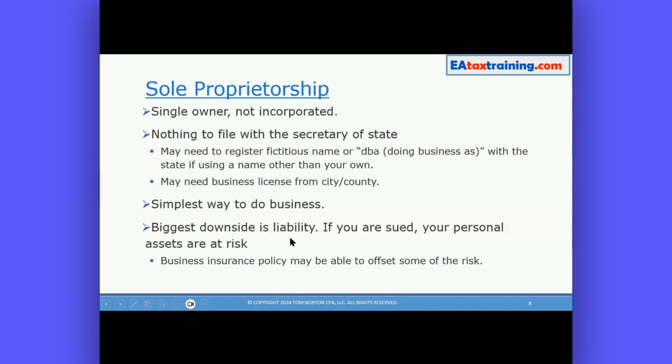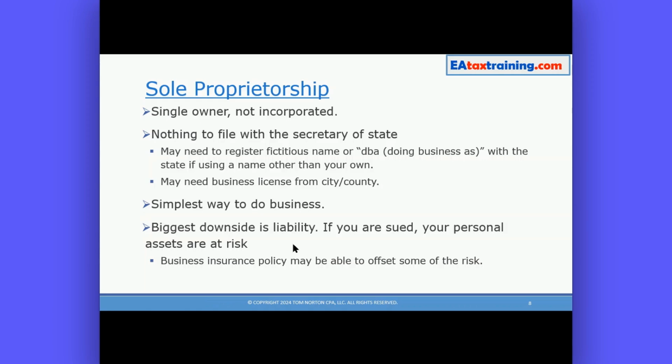The biggest downside here is liability. If you get sued, all of your personal assets are at risk. So one of the big reasons that people go and form a corporation or an LLC is in order to protect themselves from liability so that only the entity can get sued and they personally cannot get sued for the things that the business does. So if you don't have one of those type of entities, you're just a sole proprietorship, then you can personally get sued for what the business does.